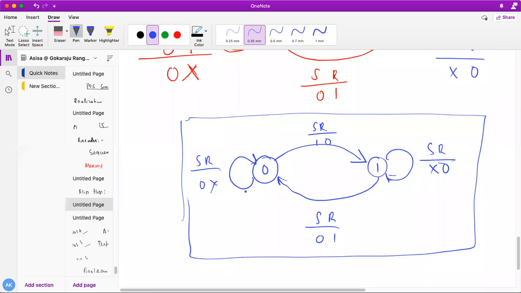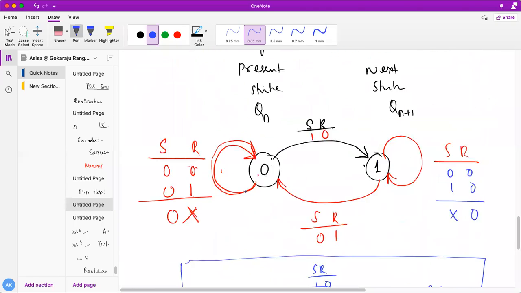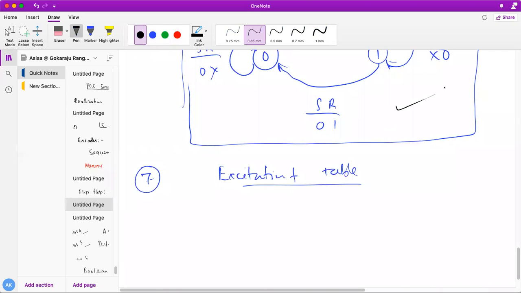Okay, so the next thing, the last part of it, is the excitation table, which is there for any flip flop. You have to do all these things, students. What is an excitation table? The excitation table shows the different possible state transitions in the presence of the flip-flop input. So it is nothing else, it's just a tabular form of this state transition.